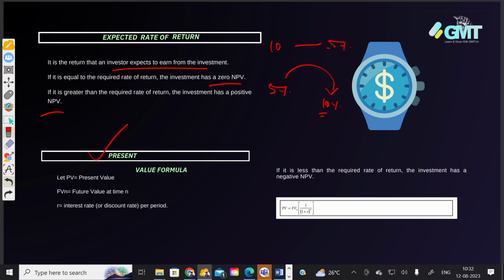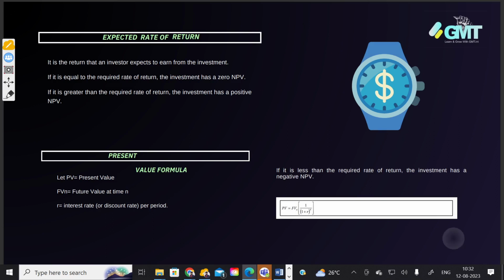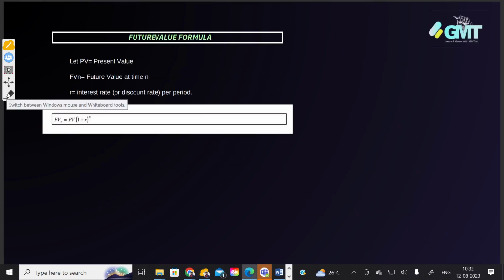Then what about the present value formula? Present value, then future value at the time of investment, and then rate of return or discount rate, period. If it is less than the required rate of return, then the investment has a negative NPV. So theoretically, you can relate that present value formula. Future value formula, let present value, future value at a time and an interest rate, discount or profit.